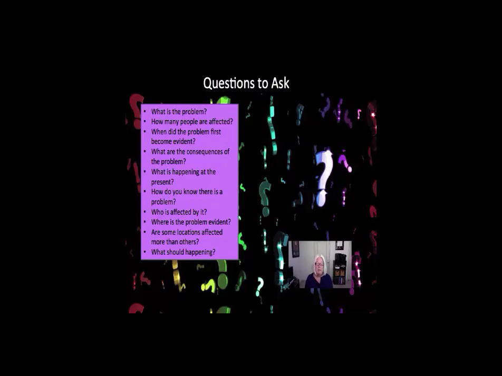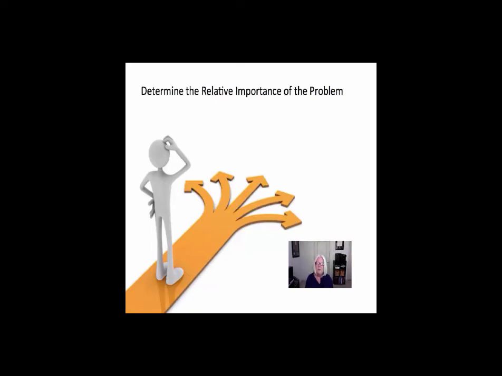What should be happening? So we want to go in and ask questions in order to dig down to that root cause. We need to determine the relative importance of the problem. Not every problem is worth solving through instructional design. We have to make sure, is this problem worthy of going through this process? Because as we discussed last week, it can be a long, expensive, resource-intensive process.